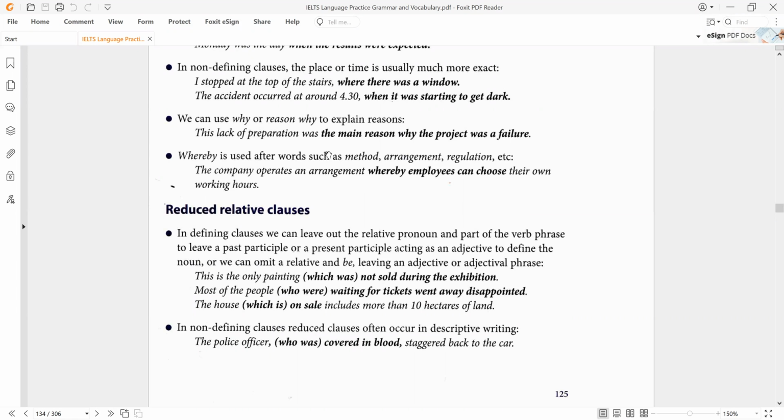This is the only painting not sold during the exhibition. This is the only painting not sold. Here, this is spoken, just talk, so I'm rather fast here. This is the only painting which wasn't sold. The word sold here is in the passive voice.